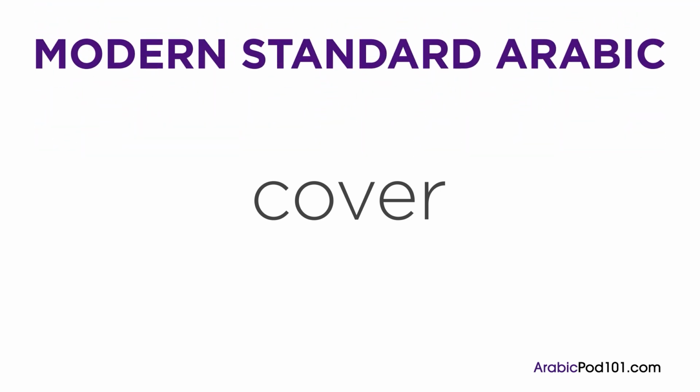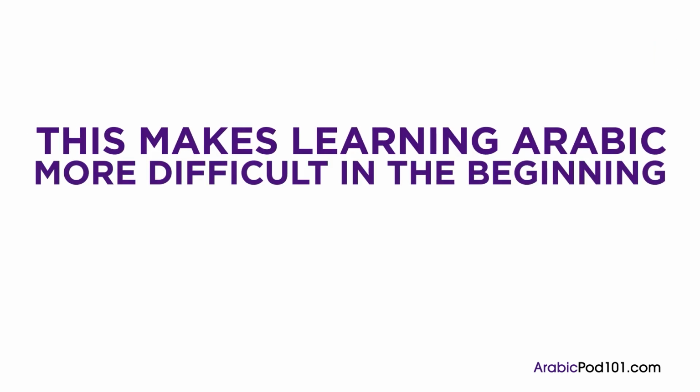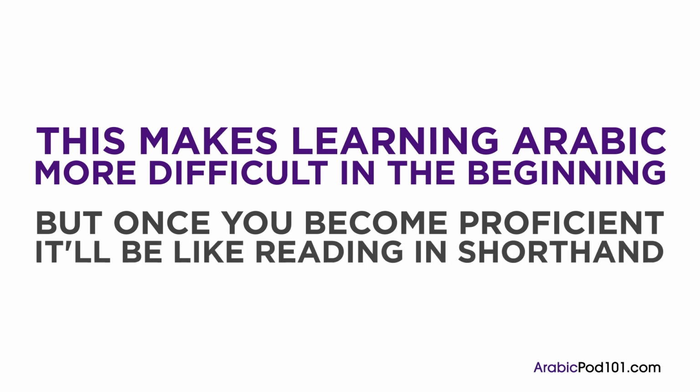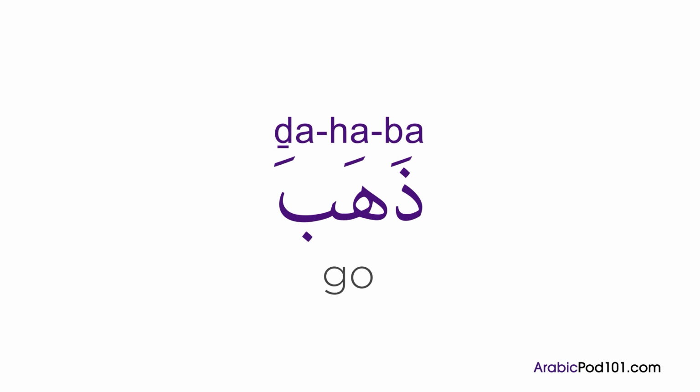In Modern Standard Arabic, however, it's customary to omit the vowels. So it will be written CVR in Modern Standard Arabic. In this case, the vowels are merely implied. It relies on you to fill in the gaps on your own to come up with the correct word based on context. This makes learning Arabic more difficult in the beginning, but once you become proficient, it will be like reading in shorthand. Let's see what it would look like in Arabic.